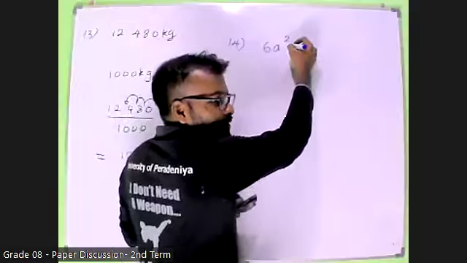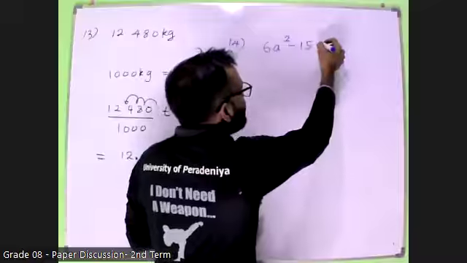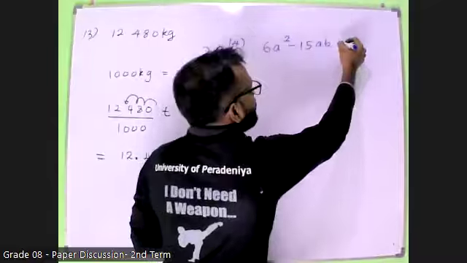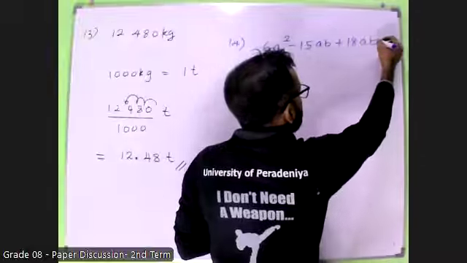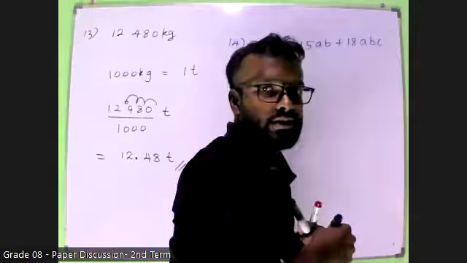6a squared, 15ab plus 18abc. So you have to factorize this.